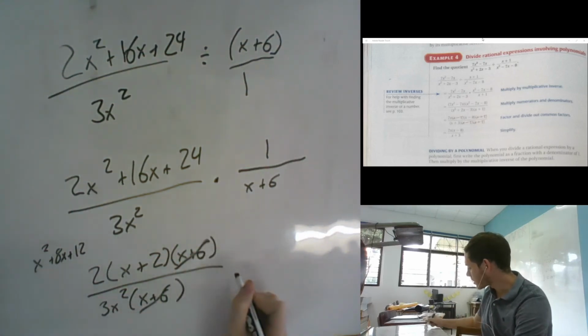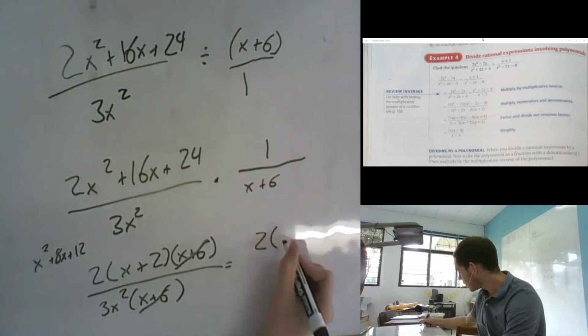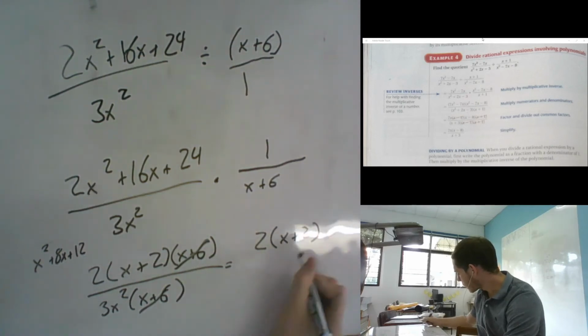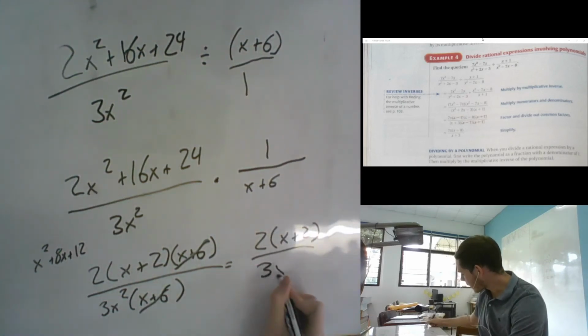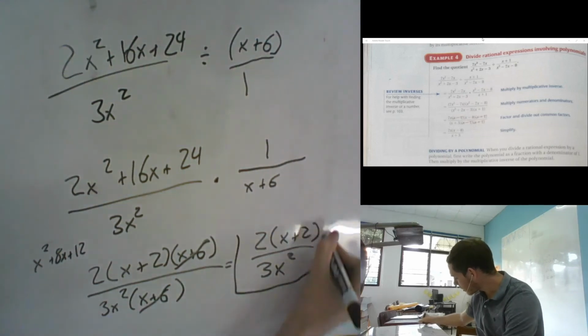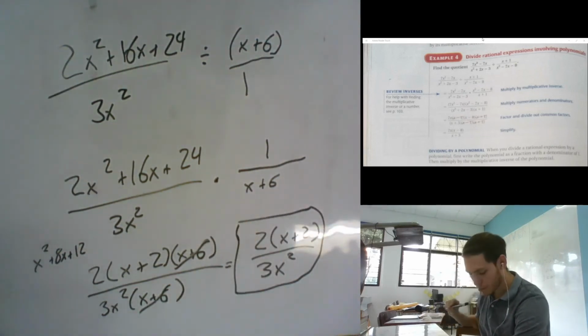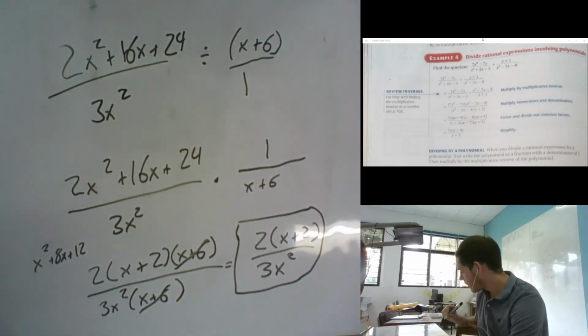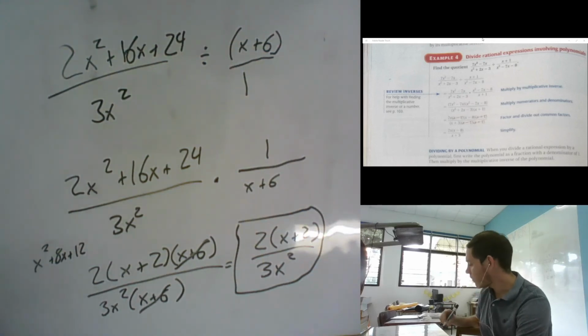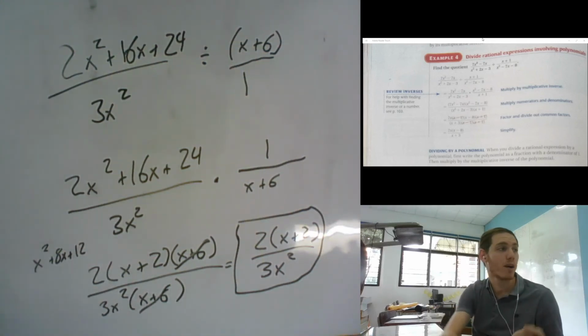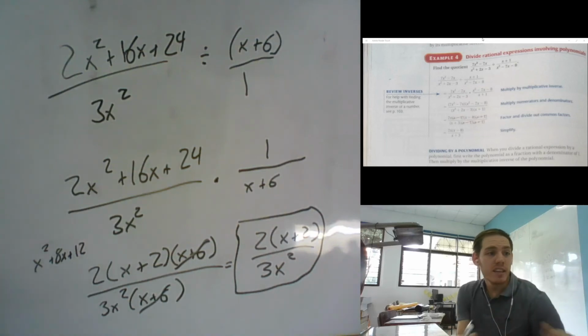Okay, cancel out what's the same. So we get 2x plus 2 over 3x squared. And that would be our answer. Beautiful, simple answer. Yeah. So we're going to try 2 more problems, and we'll be done.